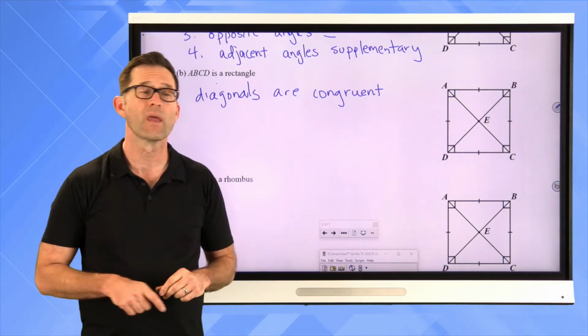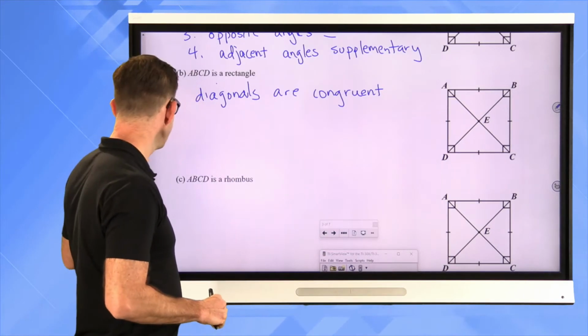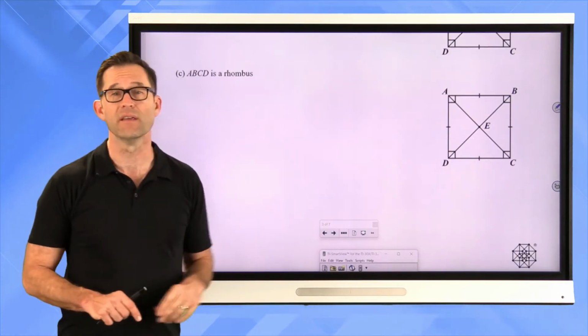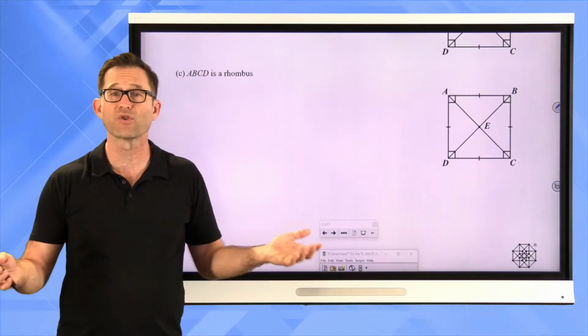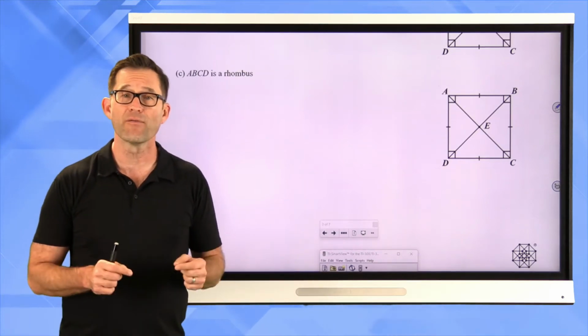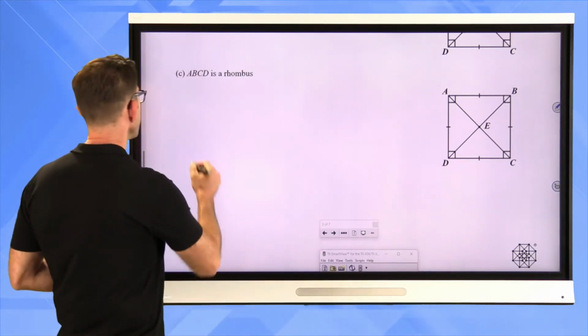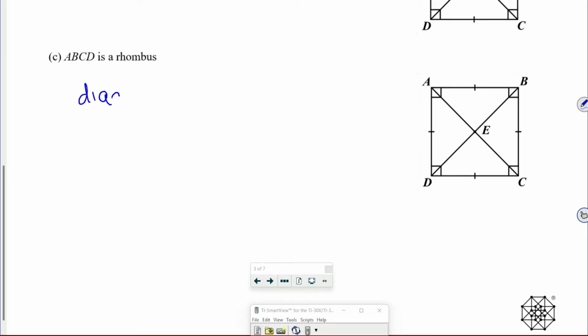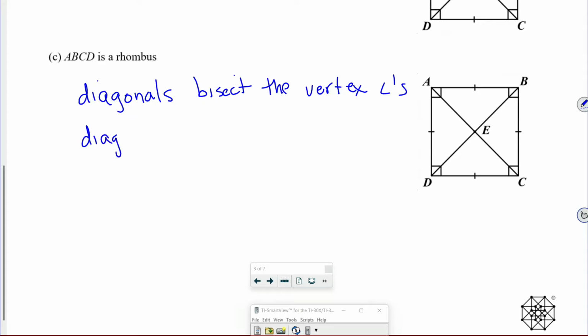And finally, what do we get from the fact that ABCD is a rhombus, right? All squares are rhombi or rhombuses, and therefore, what do we get? Well, two major things, both about the diagonals. The diagonals bisect the vertex angles, and the diagonals are perpendicular.